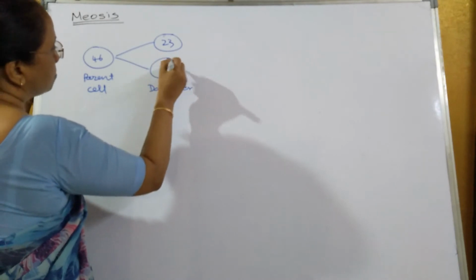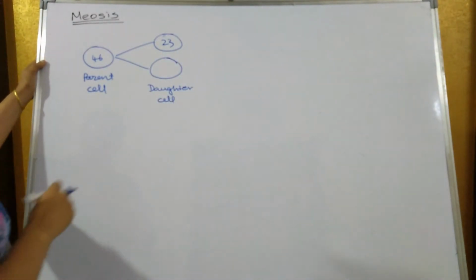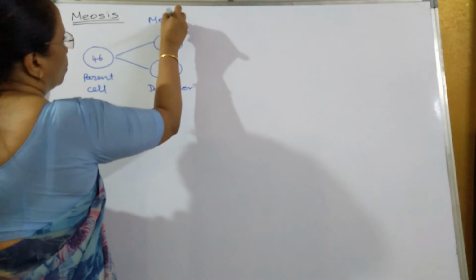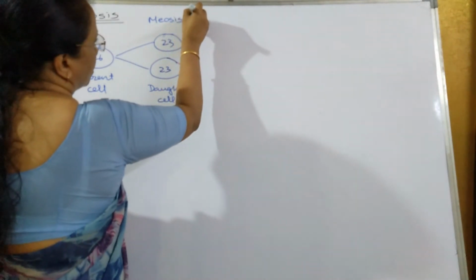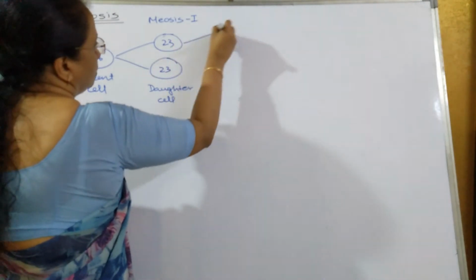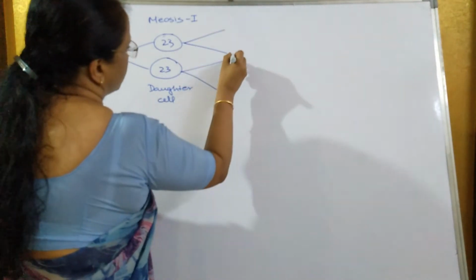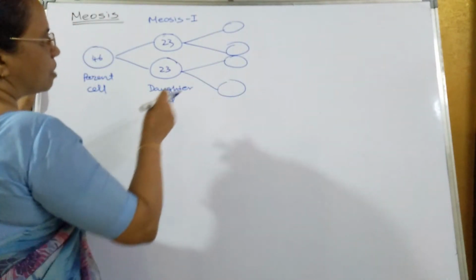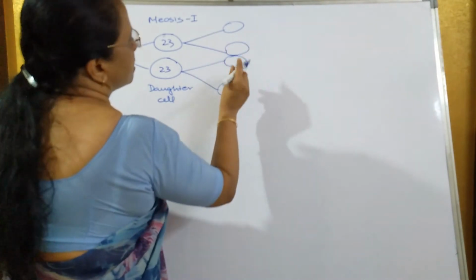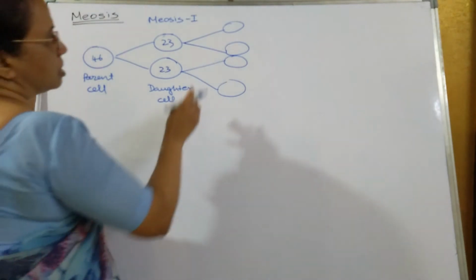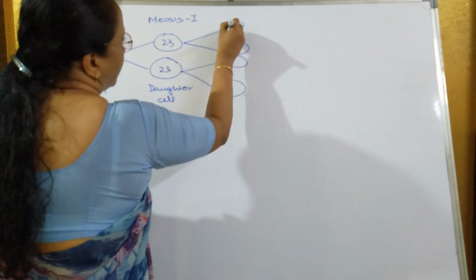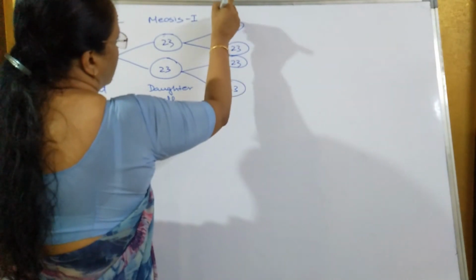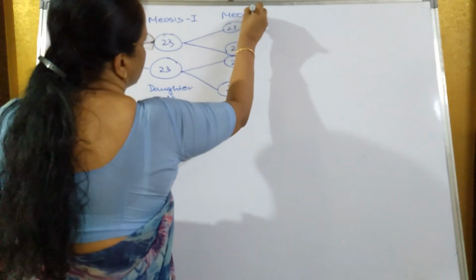That means the number of chromosomes reduces in meiosis, and each daughter cell will have 23 chromosomes. So the formation of two daughter cells from one parent cell is known as meiosis-I. Now this again divides into two cells, and four daughter cells are formed. Since it takes place like mitosis, each of the four daughter cells will have 23 chromosomes. So the forming of four daughter cells from two daughter cells is known as meiosis-II.